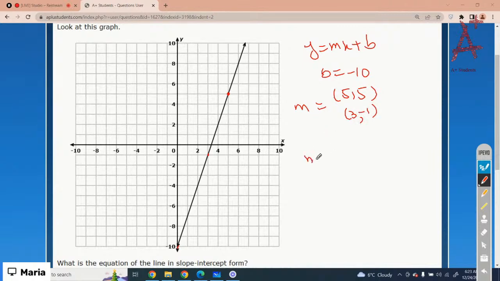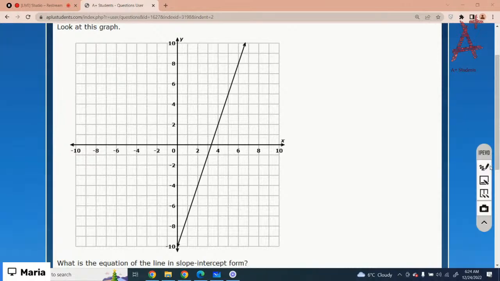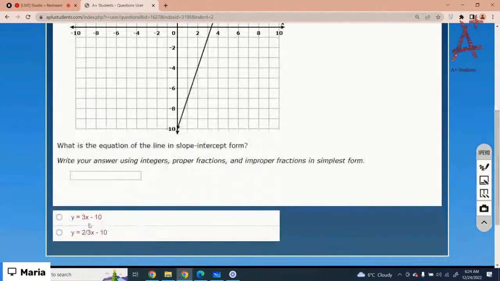Got it? So m equals negative 1 minus 5 over 3 minus 5. It would be negative 6 over negative 2. So slope is 3. Got it? So the equation is y equals 3x minus 10. This is the equation of the graph. So the first option is the correct one. That is the equation y equals 3x minus 10 we get from the graph.